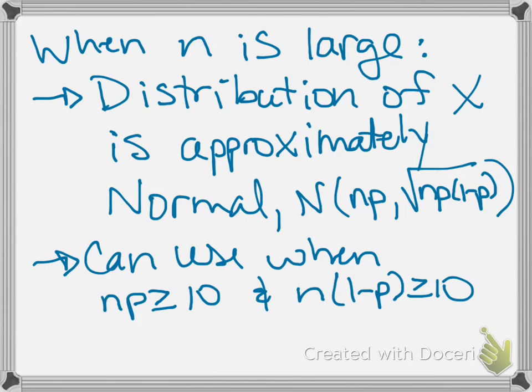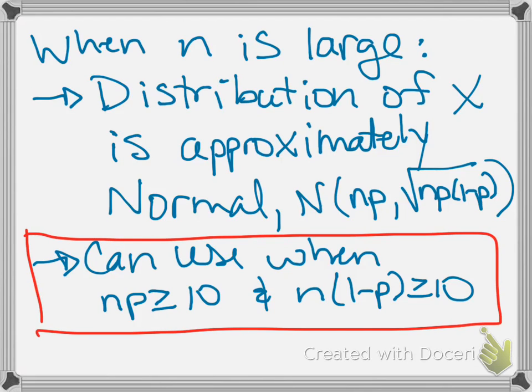First, this normal approximation can only be used when n times p and n times 1 minus p are both greater than or equal to 10. That's just the general rule of thumb that you need to keep in mind. If n times p or n times 1 minus p is not greater than or equal to 10, then you should not use this approximation. You should just go about doing your binomial probability calculations as you normally would.